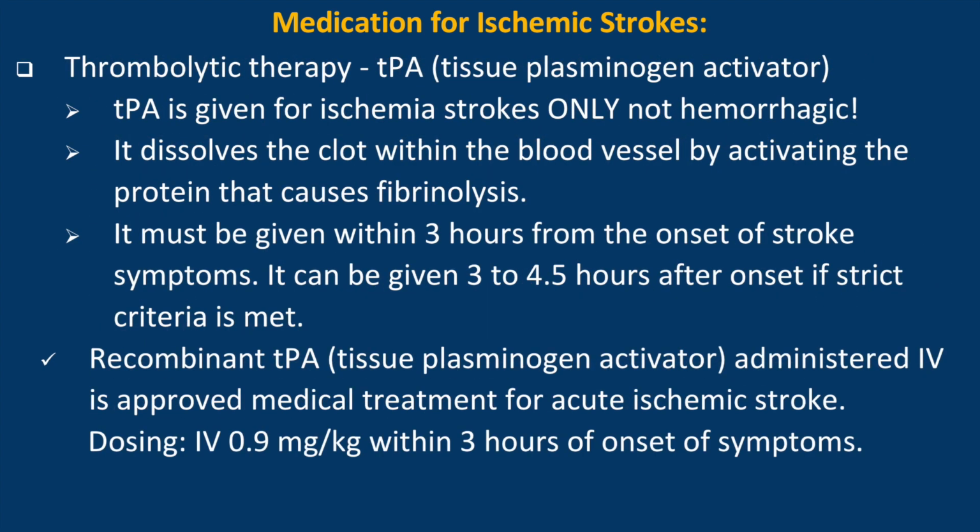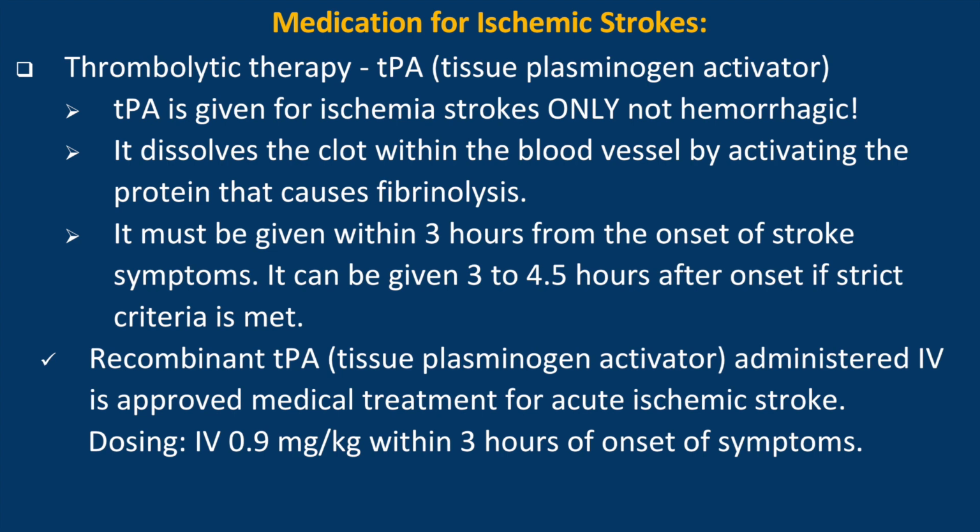The treatment includes thrombolytic therapy, TPA, tissue plasminogen activator. TPA is given for ischemic stroke, not for hemorrhagic stroke. It dissolves the clot within the blood vessels by activating the protein that causes fibrinolysis. It must be given within 3 hours from the onset of stroke symptoms.